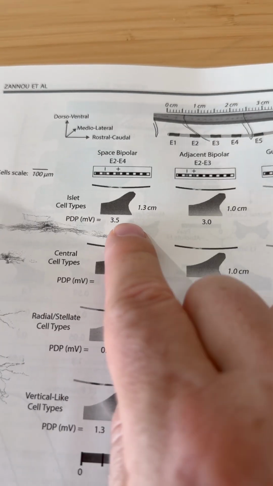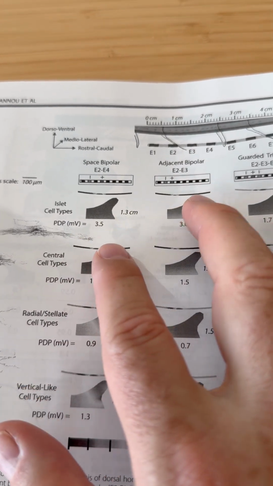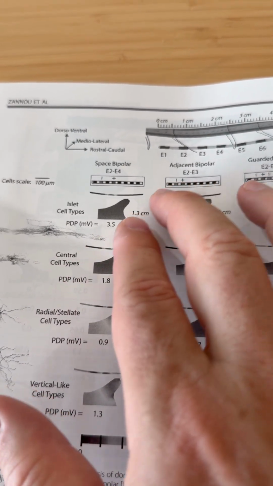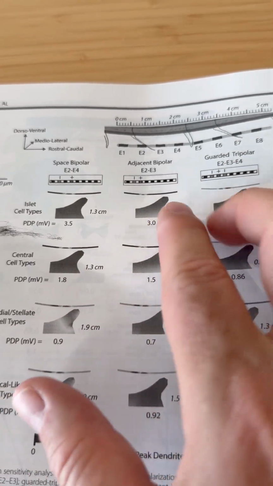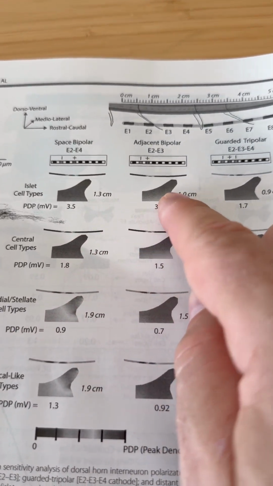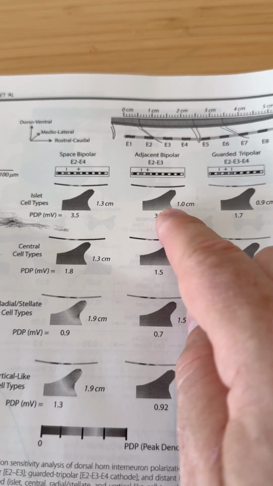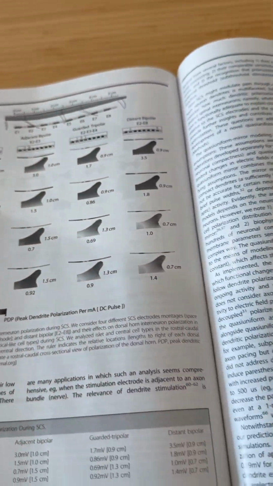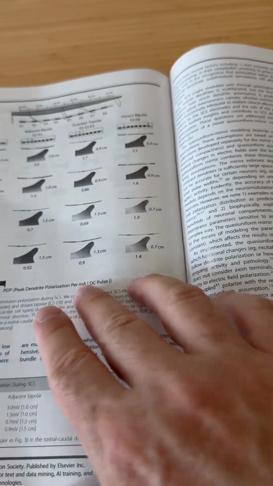However, there is a cost. As you move the electrodes farther and farther apart, you will become less focal. While moving them closer together, you will become more focal, again at a moderate cost of maximum polarization. And that's our paper.